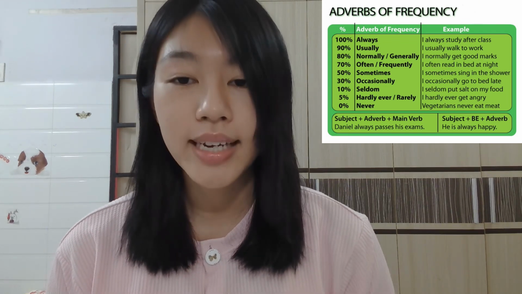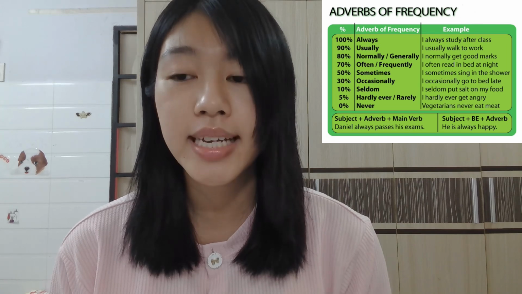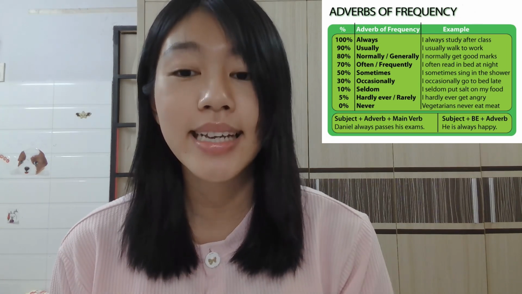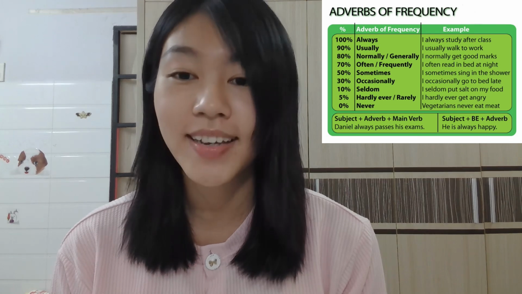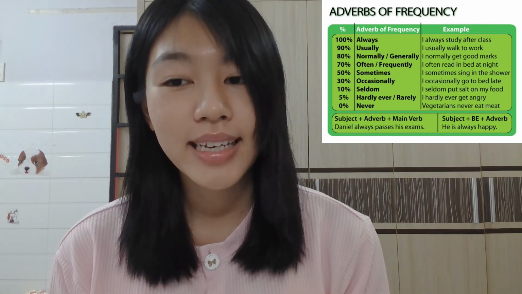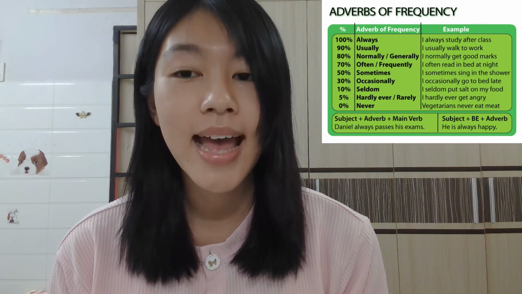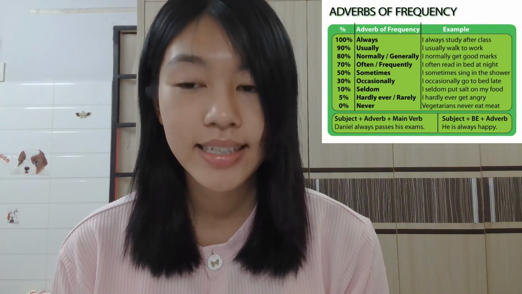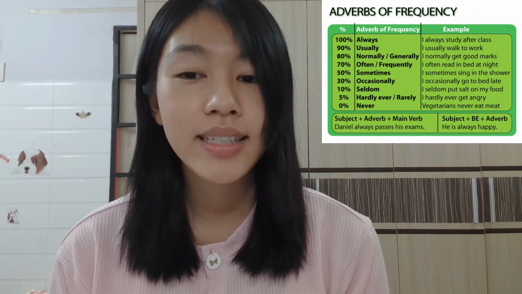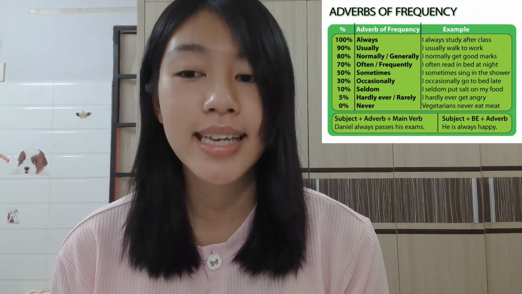Now look at the sentence structure rules, okay? So the first one is subject plus adverb plus main verb. The example is Daniel always passes his exams. So in this case, the adverb is always and the main verb is passes. And always stays before the main verb. You get it? And the next one is subject plus be verb plus adverb. So the example is he is always happy. In this case, always stays after the be verb, which is, correct?